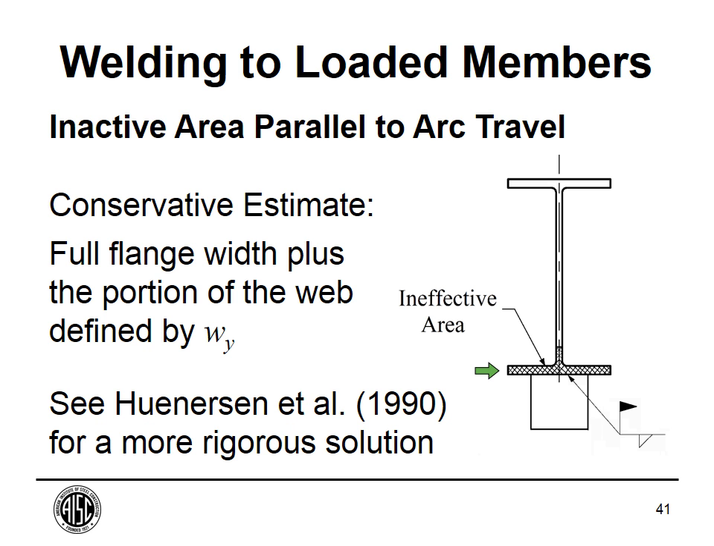So a conservative estimate. Don't forget this is conservative. Make sure you know, this is not the final calculation if it doesn't work. The conservative estimate is just knock out the whole flange you're welding to if you're welding across the flange. In other words, you're welding perpendicular to stress flow. Just knock out the whole flange plus part of the web defined by W sub y from the last slide, either 1 inch or 2 inches above the top of the bottom flange. If you're doing something like this, make sure you go to that reference and check it out.